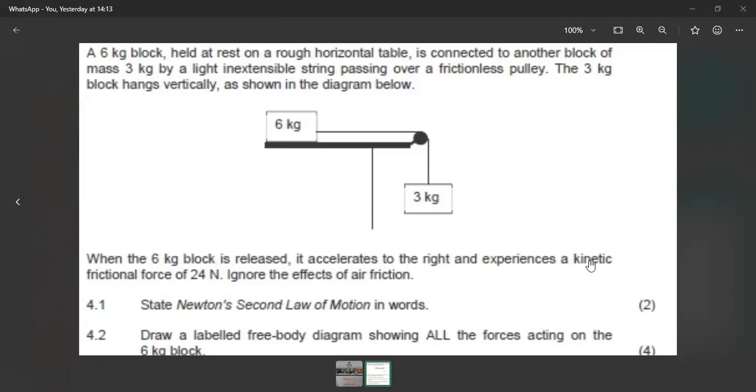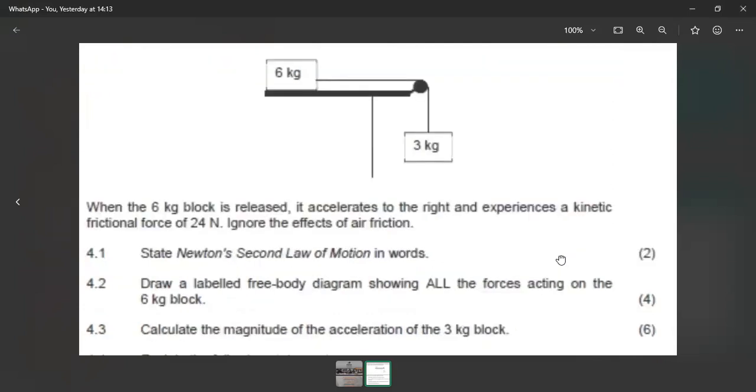When the 6 kg block is released, it accelerates to the right and experiences a kinetic frictional force of 24 newtons. Ignore the effects of air friction. So the first question we are not going to entertain because you can take care of it.